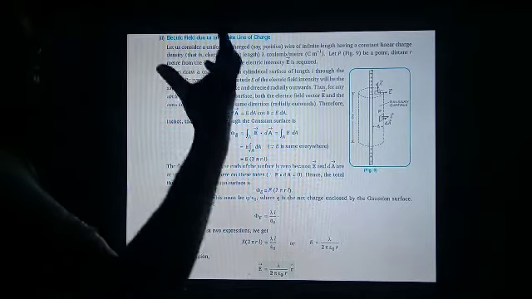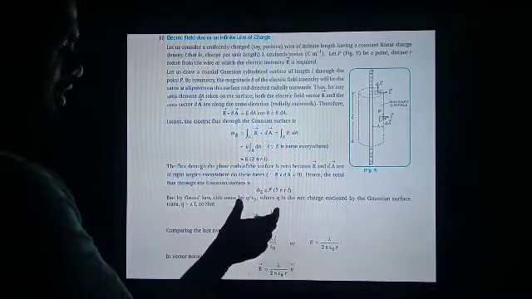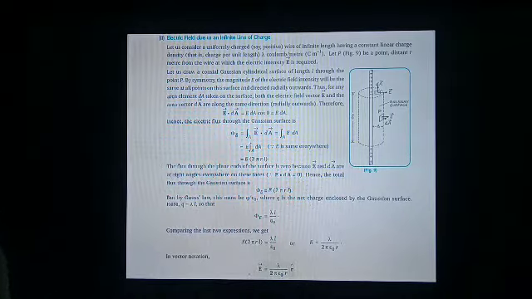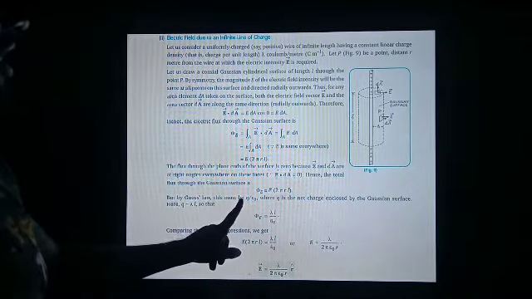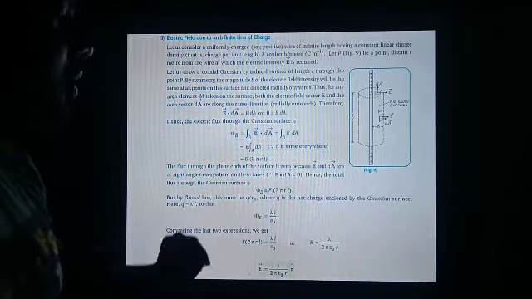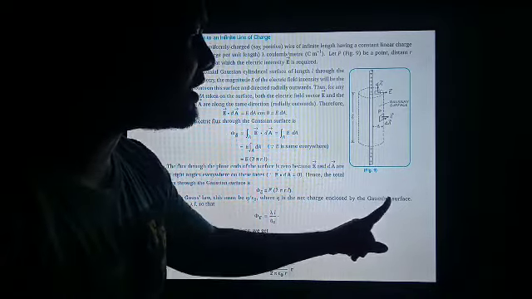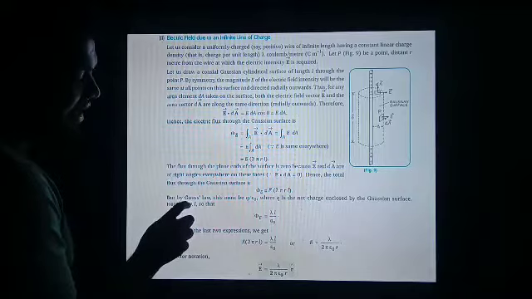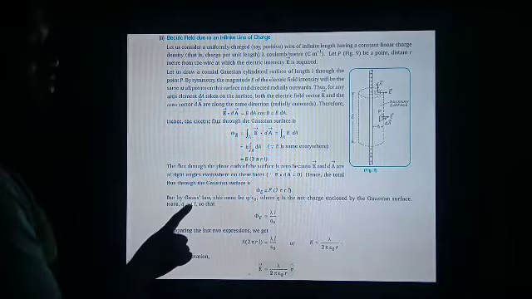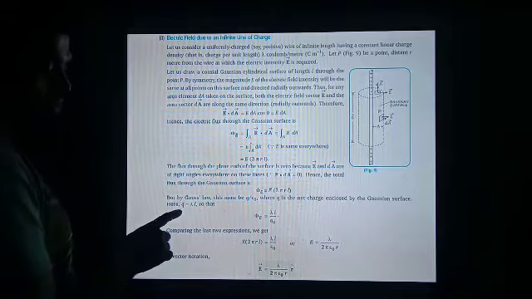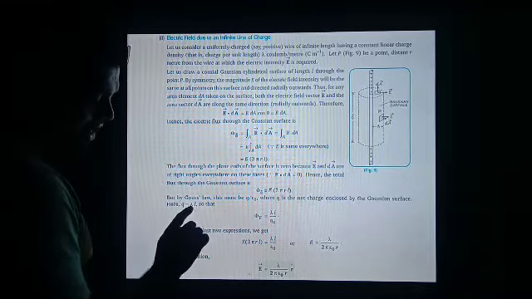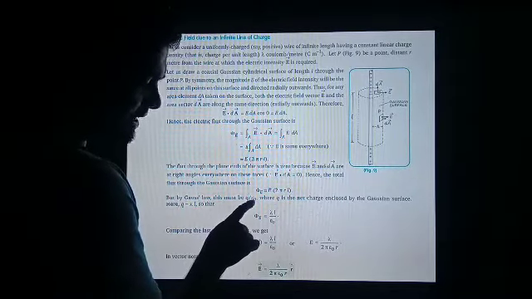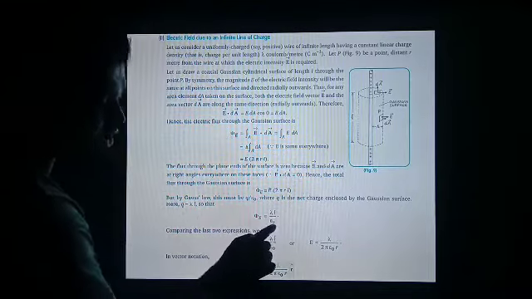Now phi is actually Q upon epsilon naught, from Gauss law, where Q is the net charge enclosed by the Gaussian surface. And what is actually Q? Q is equal to lambda L. What is lambda? It is called linear charge density. The formula of lambda is Q upon L. So instead of Q, we can put lambda L. So phi is equal to Q upon epsilon naught, or phi is equal to lambda L upon epsilon naught.